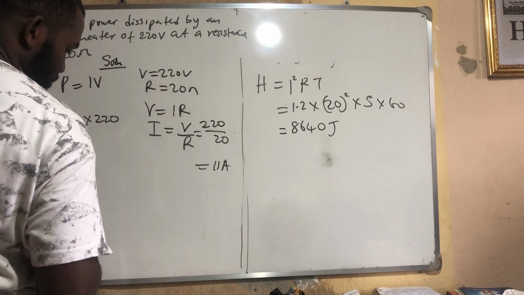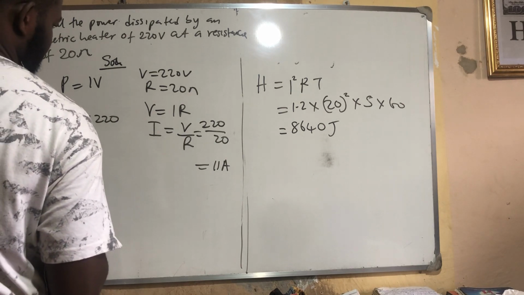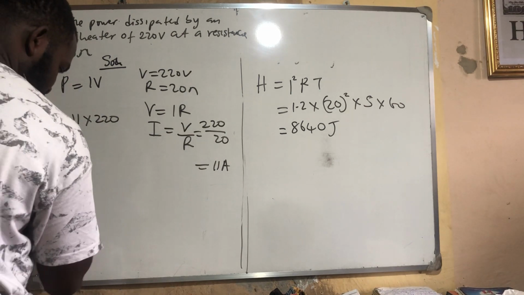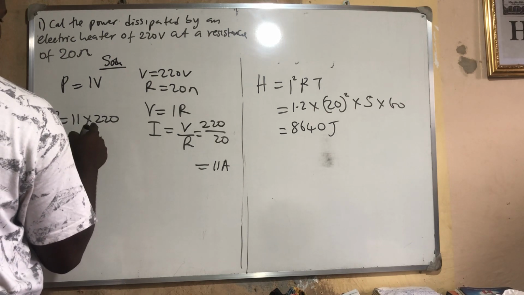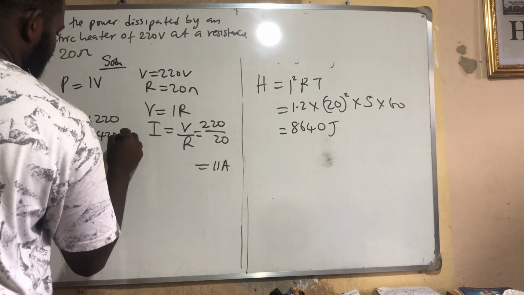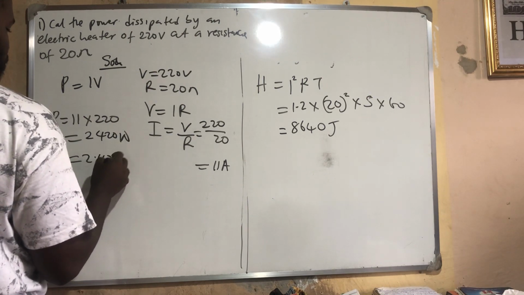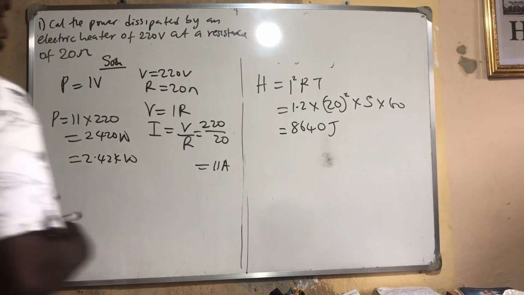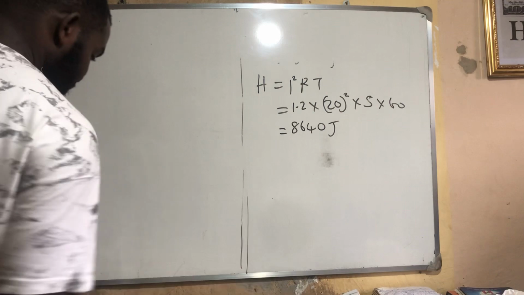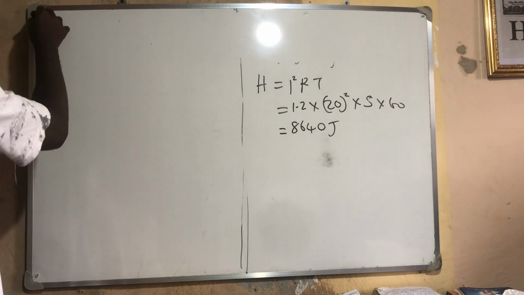11 times 220. This into this is 11. 11 times this will give you 22. Okay, 2420 watts. That is 2.42 kilowatts. That is that. I don't have a calculator. You people can contribute and buy a calculator for me. Mine spoiled. All right.